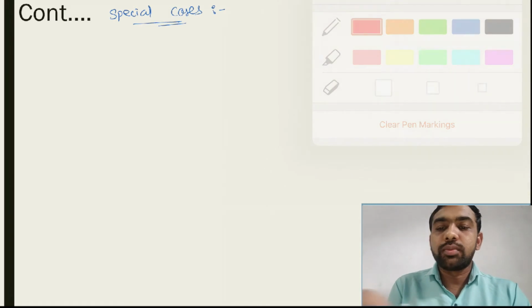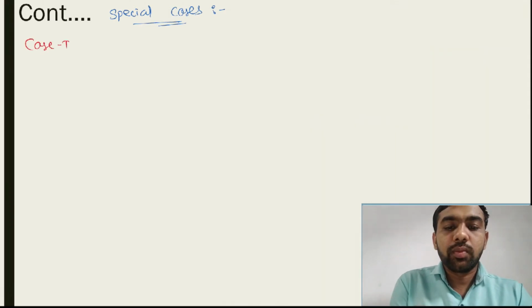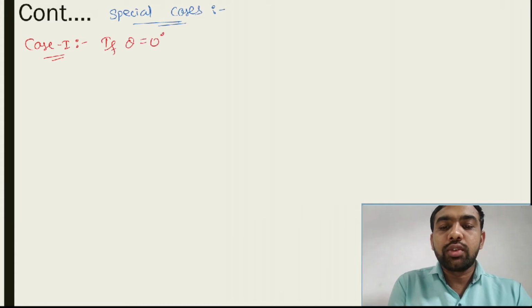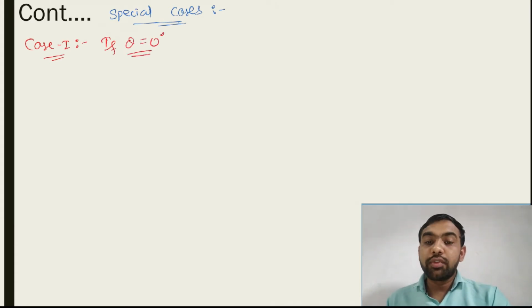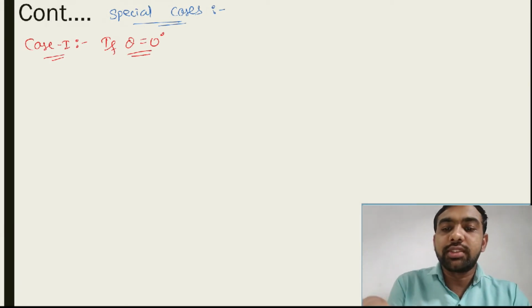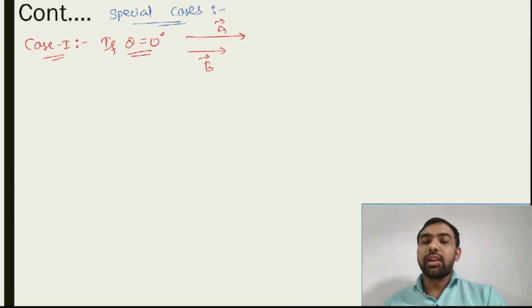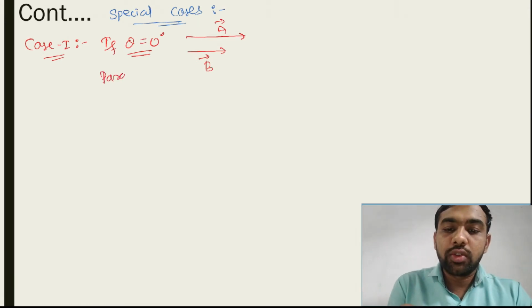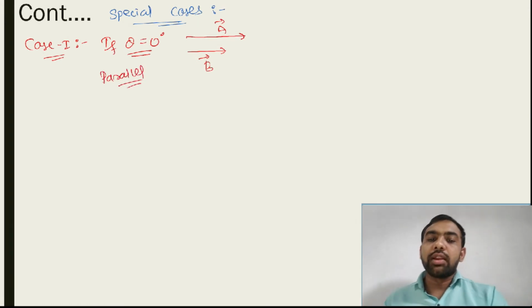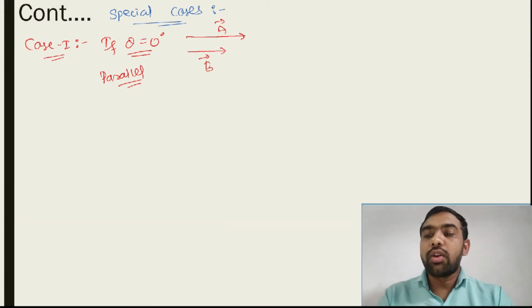Case 1, if theta is equal to 0 degrees. If theta is 0 degrees, it means a and b both are in the same direction, like this. This is a and this is b, meaning parallel. If theta is 0, then what is the resultant?